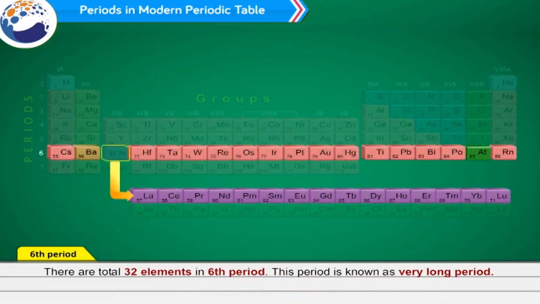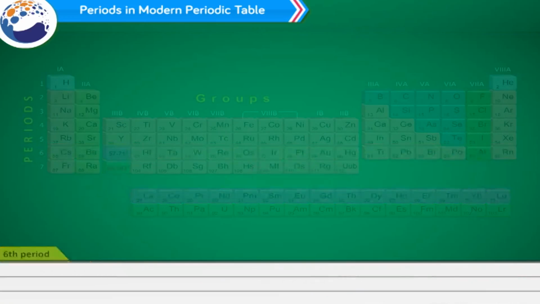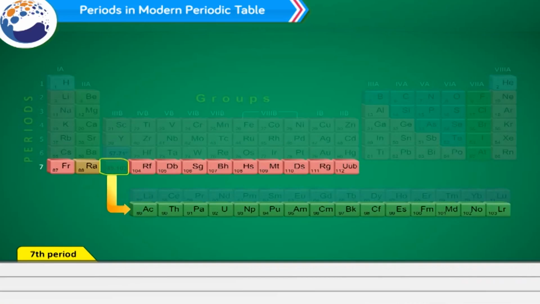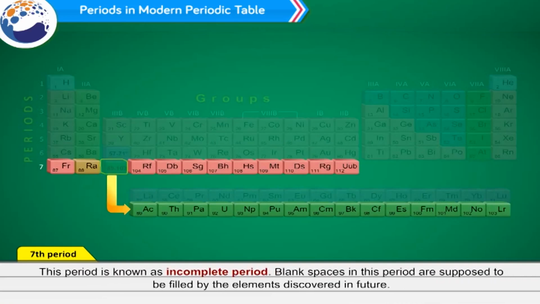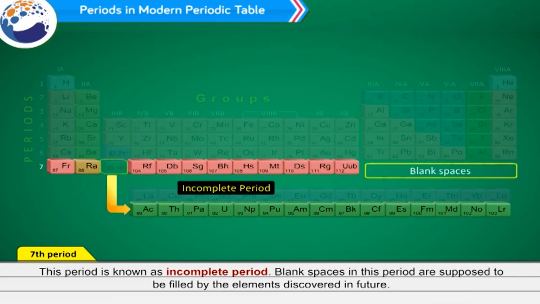Sixth period. There are a total of 32 elements in the sixth period. This period is known as the very long period. Seventh period. This period is known as the incomplete period. Blank spaces in this period are supposed to be filled by the elements discovered in the future.